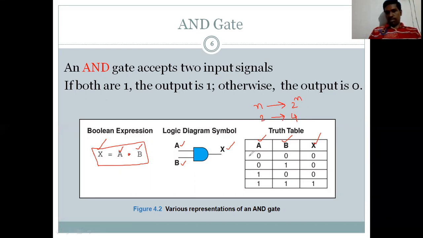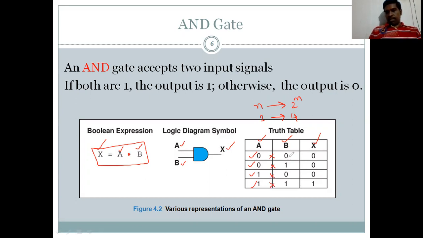What are those 4 combinations? 0 0 combination, 0 1 combination, 1 0 combination, and 1 1 combination. Total we have 4 combinations, and for each and every combination we need to perform multiplication, right? 0 into 0, 0 into 1, 1 into 0, and 1 into 1. It is nothing but the multiplication.